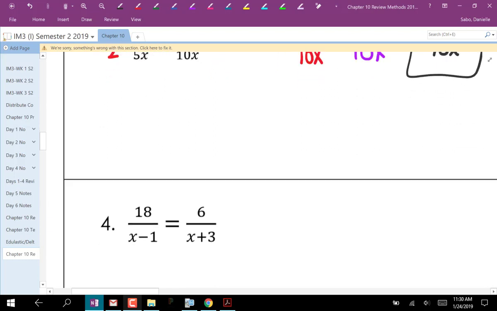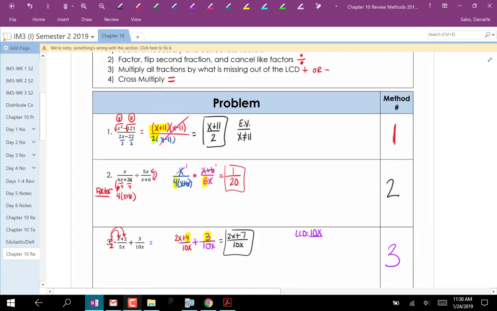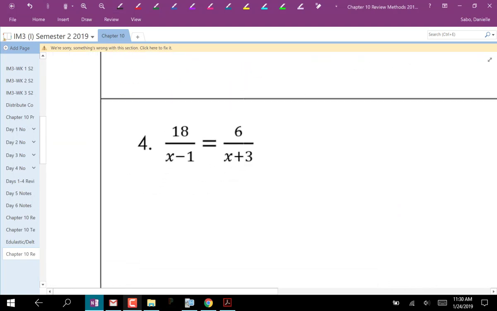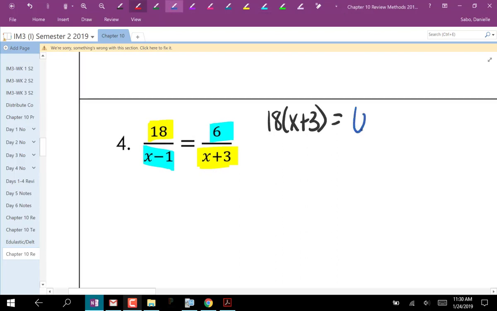This was from yesterday. So this is going to be method 4, I think, with the equal sign. Yeah, if there's an equal sign, you cross multiply. So that's where we are. So let's go ahead and do that. We're going to cross multiply. I'm going to do 18 times x plus 3. So I get 18 times x plus 3 is equal to, and then in blue, 6 times x plus 1. Okay? Are you okay there?